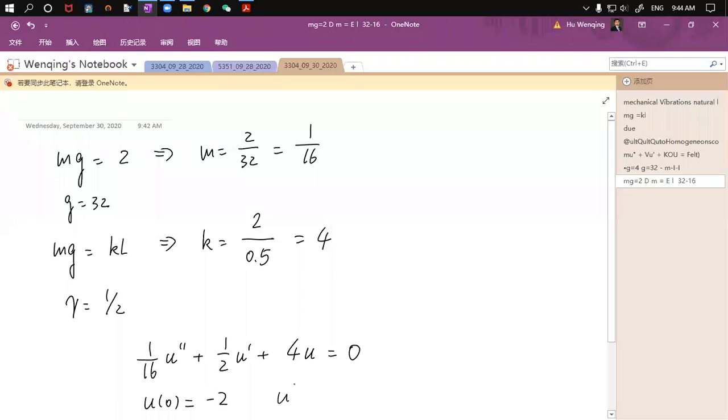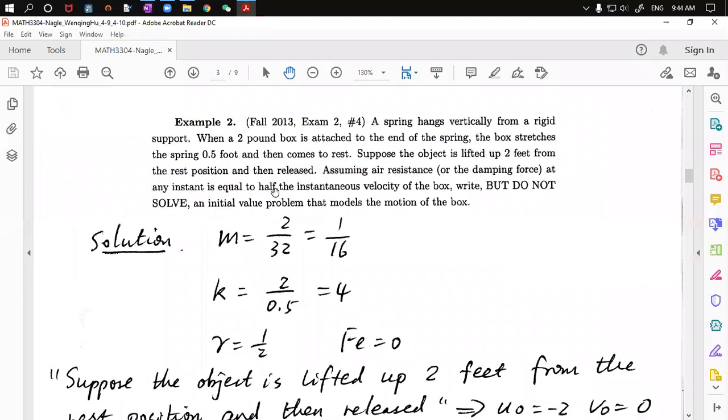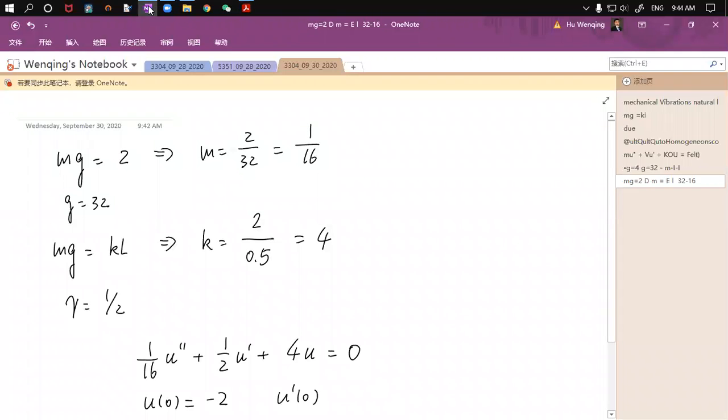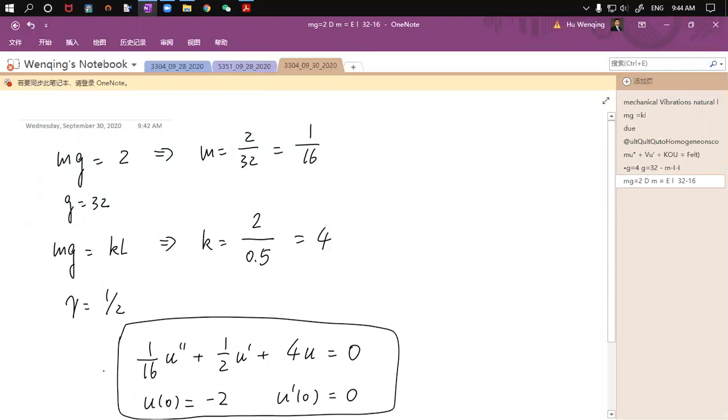And what about the initial velocity? Well, it is released, so you're not going to give it any initial velocity. The initial velocity is 0. So that's going to give you another initial condition. That's what you're looking for.